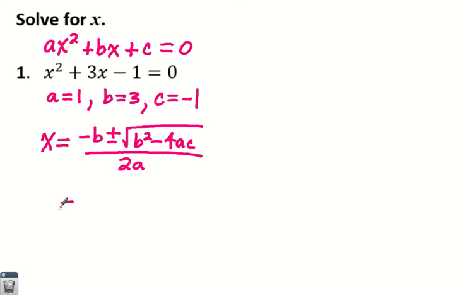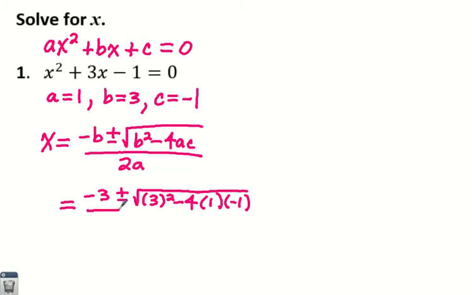So I'm going to do that, and I might need to make a couple comments to highlight. So 3 squared minus 4 times 1 times -1, all over 2 times a, which a was 1. Okay, a couple notes, gang.